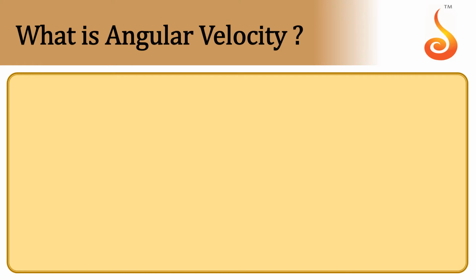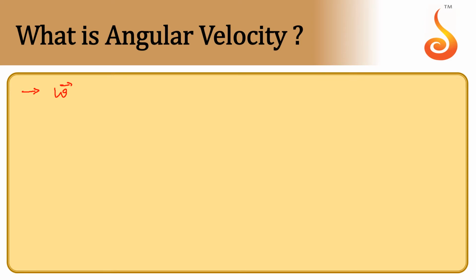What is angular velocity? By definition, the rate of change of angular displacement is called angular velocity. Angular velocity is denoted with omega. The definition of angular velocity is the change of angular displacement with respect to time, or the rate of change of angular displacement is called angular velocity.